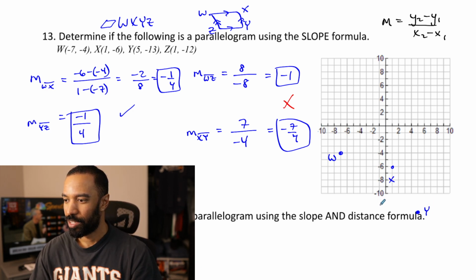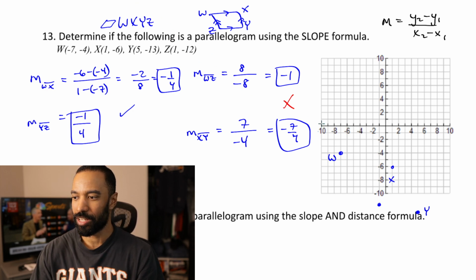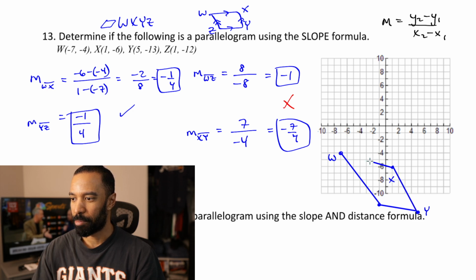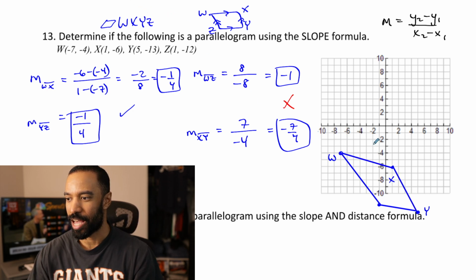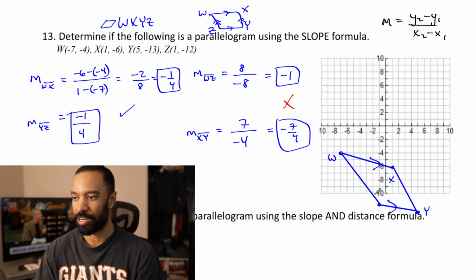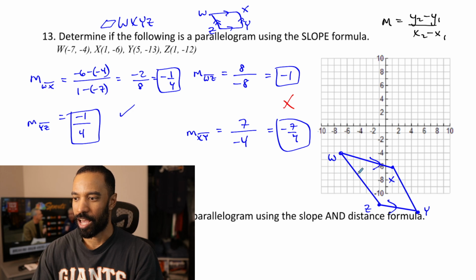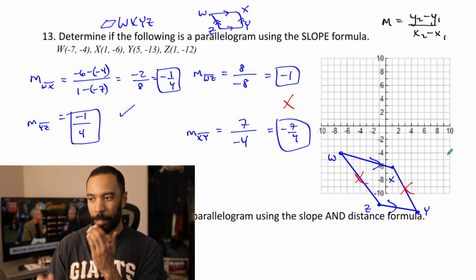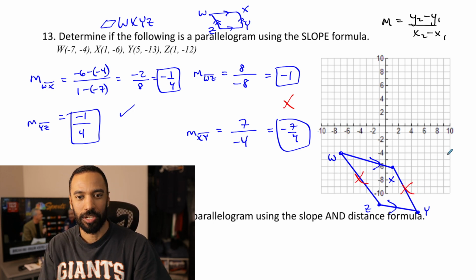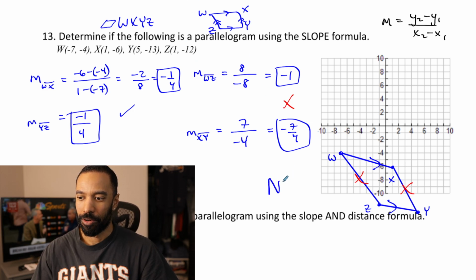And Z is at 1, -12, kind of like that. You know what? That doesn't look like a parallelogram. I know I'm just going off of whatever, but it doesn't look like a parallelogram. Just because these opposite sides are parallel, and again, not to scale, doesn't mean these are. Okay, it was good to show that. Is this a parallelogram? No.